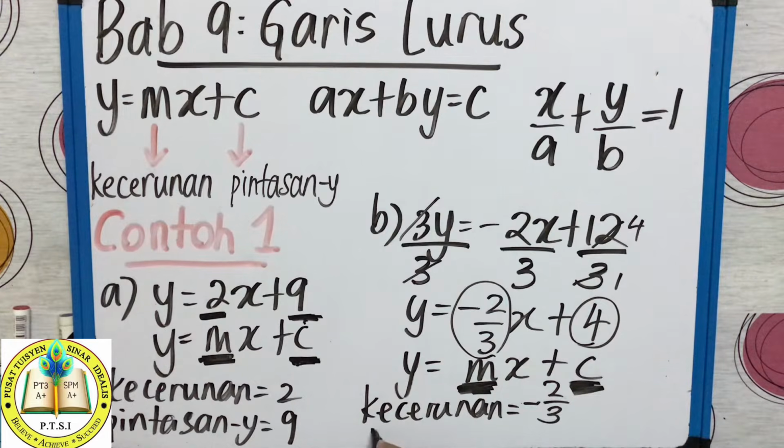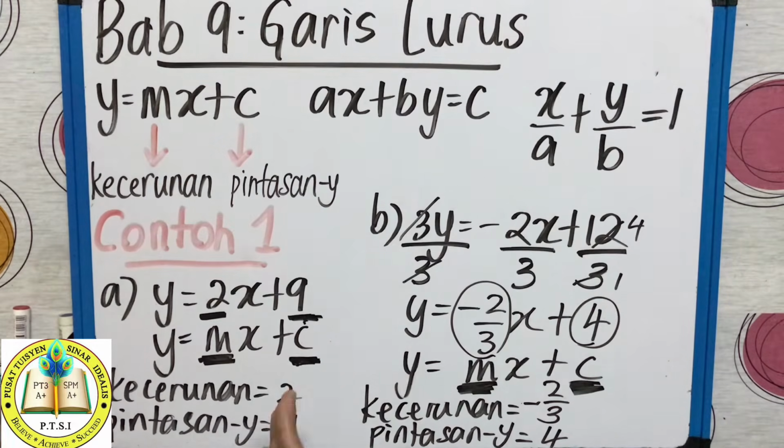And another one more, they ask pintasan Y. Y-intercept. Y-intercept is C. So, C sama dengan 4. Sudah. Nampak kelas? So, this is just identify. Kamu tentukan sahaja. You determine only.